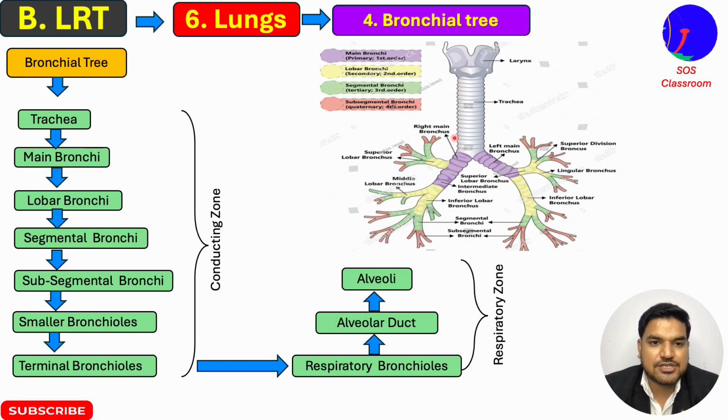Next is the bronchial tree. So the bronchial tree starts from the trachea. The trachea connects with the main bronchi, which connect with the lobar bronchi, and the lobar bronchi connect with the segmental bronchi. Again, the segmental bronchi subdivide into subsegmental bronchi, then smaller bronchioles, then terminal bronchioles.